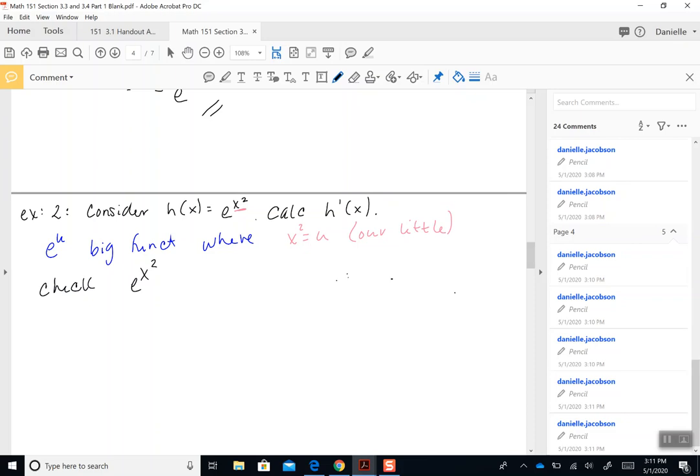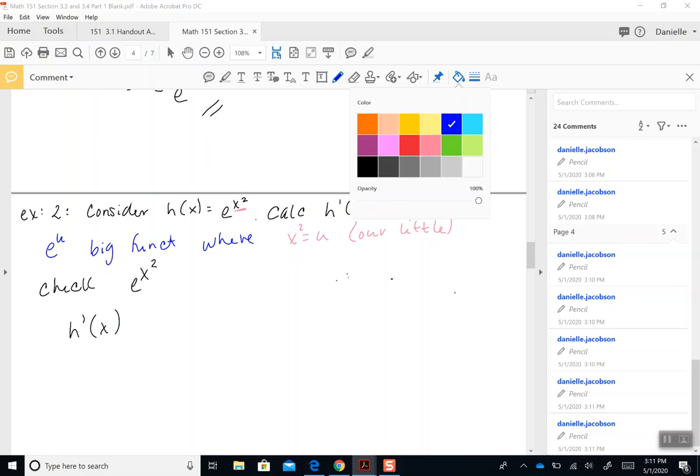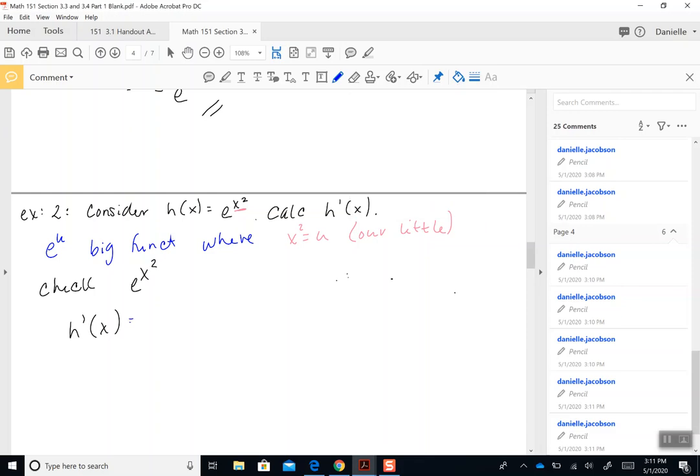Well, if I took the derivative of e to the u, I know how to take the derivative of e to a variable, so I'm good there. I know how to take the derivative of x squared, so I'm good there. All right, so now we go through our process. So I have h prime of x. I need the derivative of the big function. So the derivative of e to the variable is always itself. So the derivative of the big function is equal to e to the u. Okay, so that's the derivative of the big.